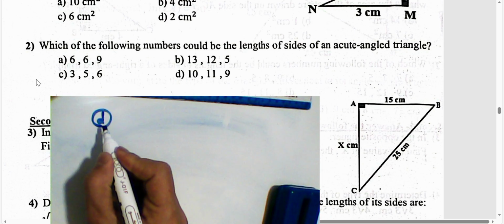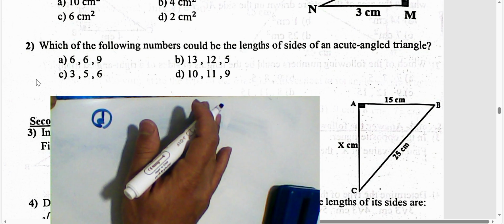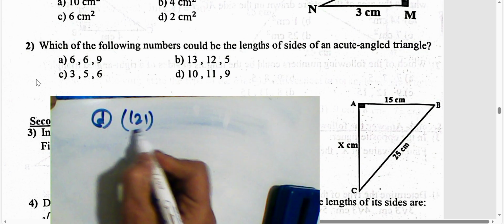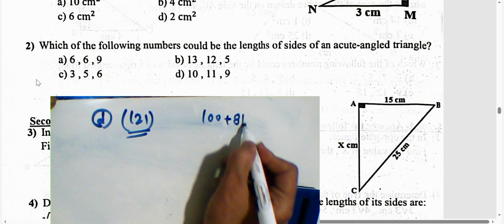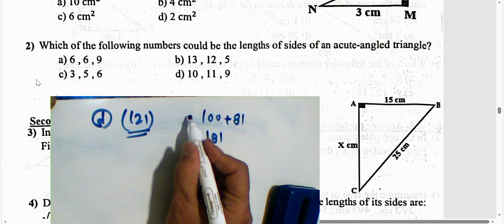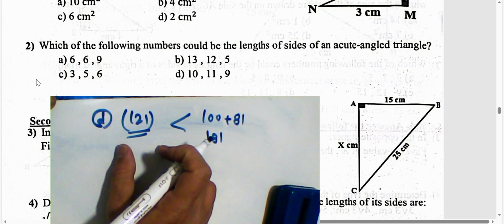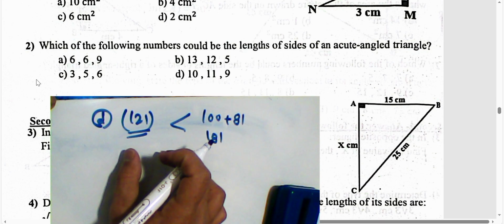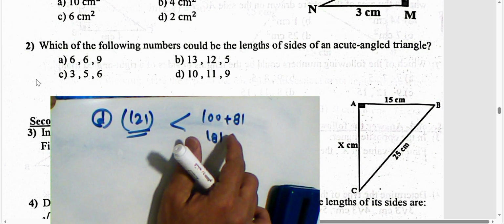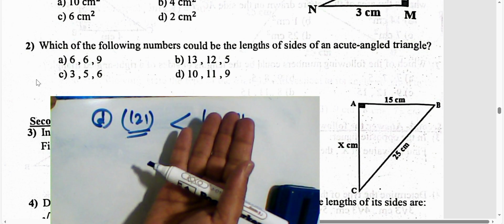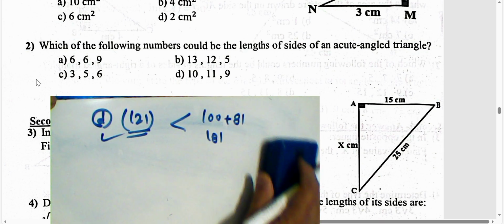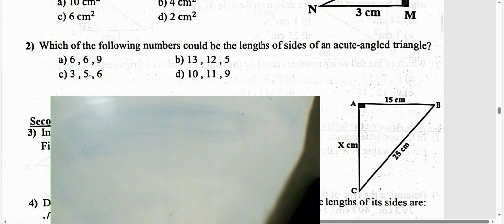And what about letter D here? Letter D, 10 power 2 and 11 power 2. We can write 11 power 2 first, 121. 10 power 2 is 100, and 9 power 2 is 81. The answer is 181. Then this triangle we call an acute angle triangle, because 10 power 2 plus 9 power 2 equals 181, which is greater than 121. This letter D is the solution. We have an acute angle triangle.